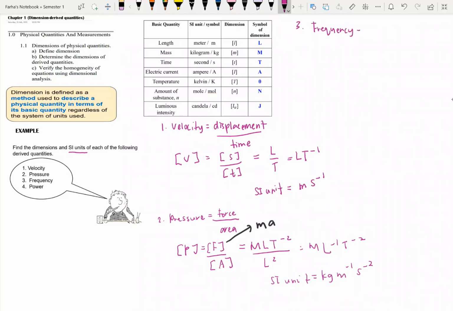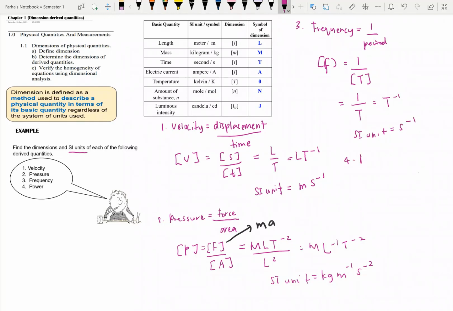Okay, now let's look at number 3, frequency. Frequency is equal to 1 over period. Okay, we square bracket all the physics quantities. Okay, frequency and then period. Remember that for the factor, the number, or the constant that has no unit means that there is no dimension. So for example, this number 1 has no dimension. Okay, so 1 over T equals T^-1. And this one is the dimension unit. The SI unit is equal to s^-1.